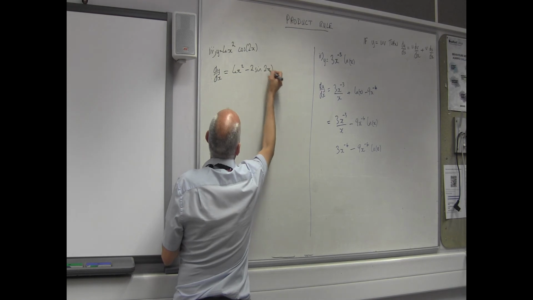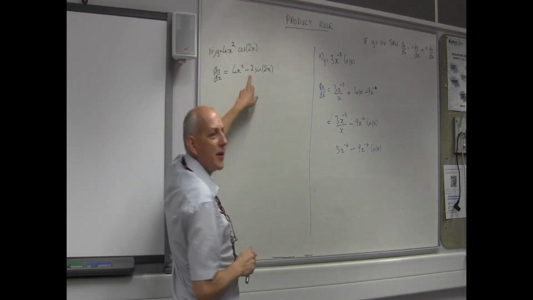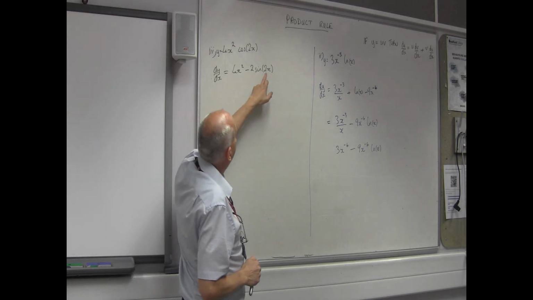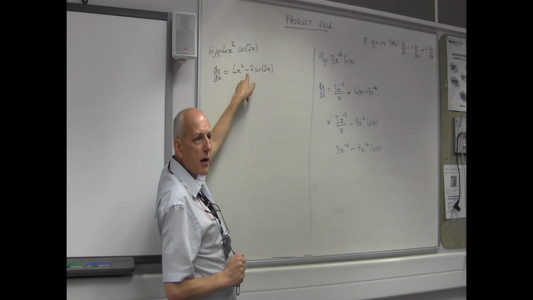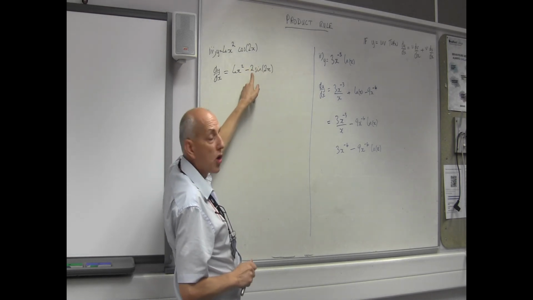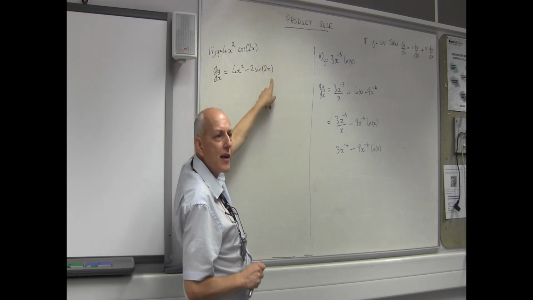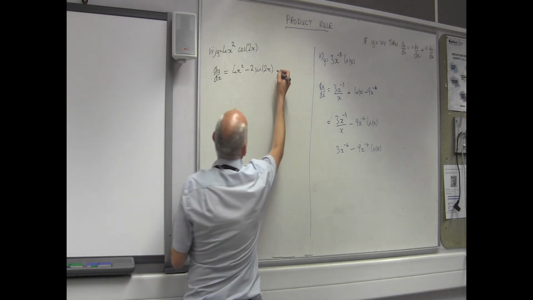Okay, back to first. The cosine becomes sine, but it gains a negative sign as well. The stuff inside the bracket goes to the front, so the 2 comes out and copies to the front. The stuff in the bracket stays the same. Have you got that? Okay? And then it's a plus.